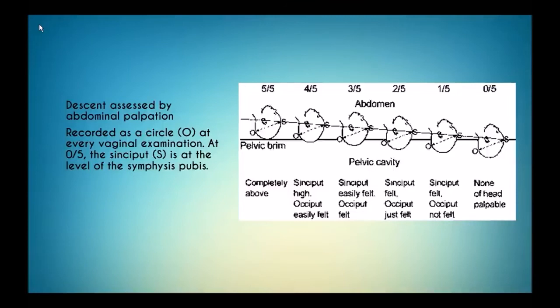The descent is assessed by abdominal palpation. It is recorded as a circle O at every vaginal examination. The figure here shows the various palpatory findings that one may get to observe using this method. This method is known as Crichton's method.